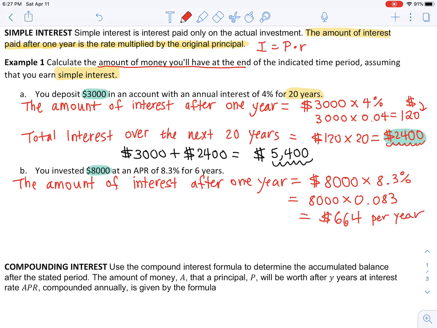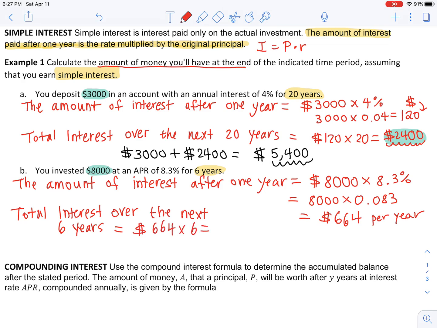So what are we going to do? Now, we're doing this for the next how many years? We're doing this for the next 6 years. So you know what I'm going to do to this $664. I'll say the total, because I think some of you just read the notes that I write instead of watching the entire video, which I understand. So I just wanted to spell out everything, where these numbers are coming from. Total interest over the next, not 20 years, but what year is it? 6-year period is going to be 664 times 6.